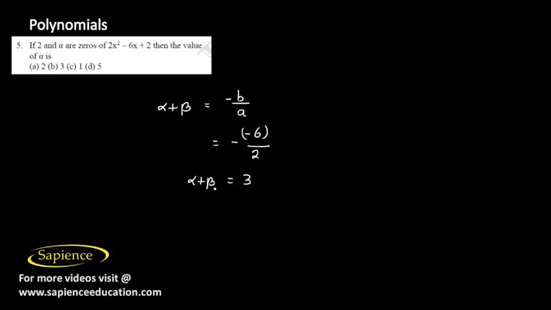They have given the value of beta as 2. We need to find alpha. So alpha plus 2 is equal to 3. Alpha equals 3 minus 2. So alpha is 1. So option C is the correct answer.